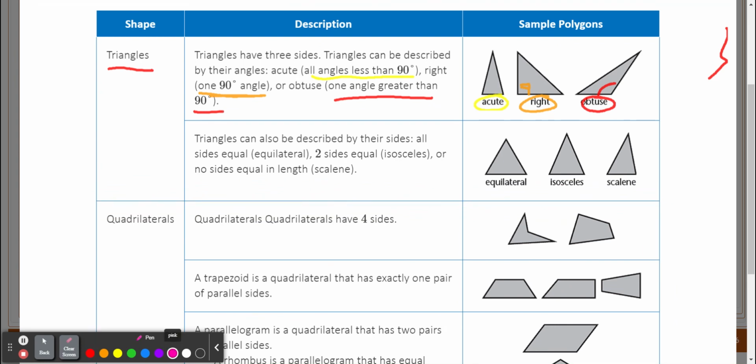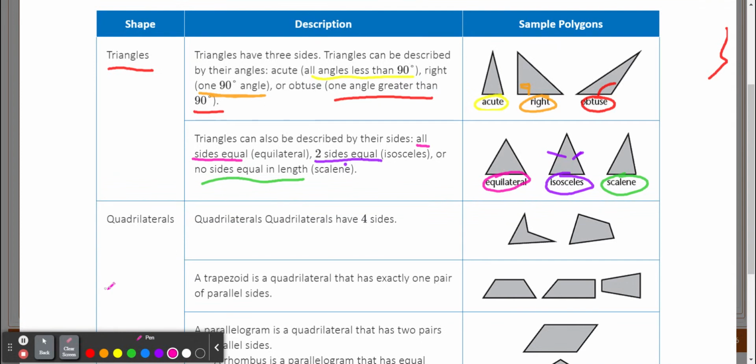Now, even some more definitions of triangles. There's an equilateral triangle. An equilateral triangle has all sides equal. Isosceles has two sides equal. And then we have a scalene triangle, which has no sides equal in length. So equilateral is three sides all equal. Isosceles is two sides equal. And scalene is no sides equal. So triangles are three-sided shapes.